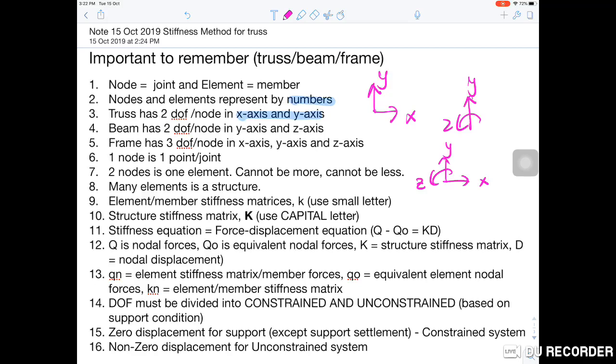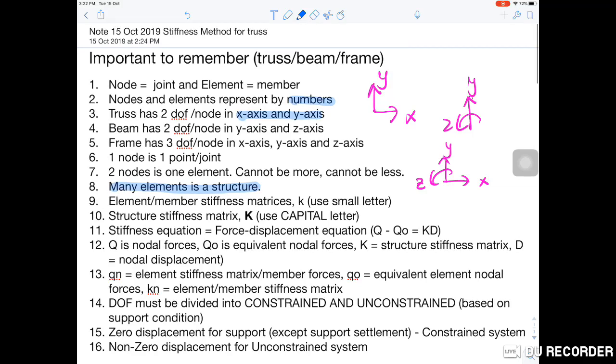One node is actually one point or one joint. Two nodes is one element. It cannot be more, cannot be less. It must be two nodes. A combination of two nodes becomes one element, and a combination of many elements is called a structure.